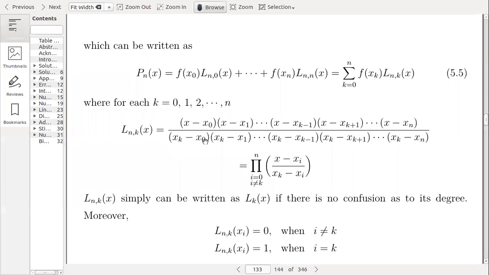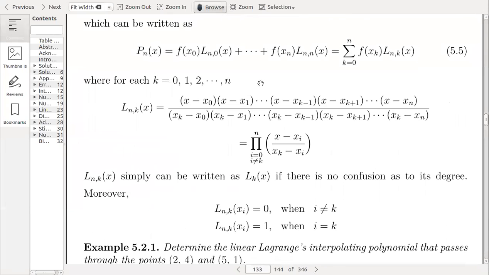Similarly here, so 0, 1, k minus 1, k plus 1. Here you cannot take xk minus xk. Similarly, in the numerator, you cannot take xk minus xk. So that is why this is the restriction that i is not equal to k.